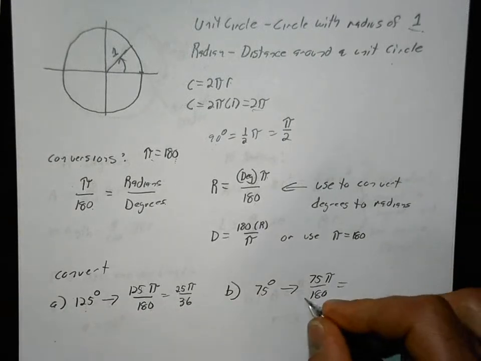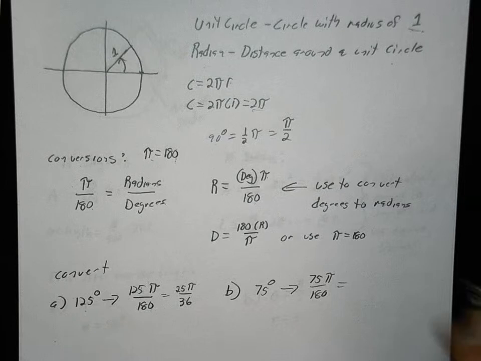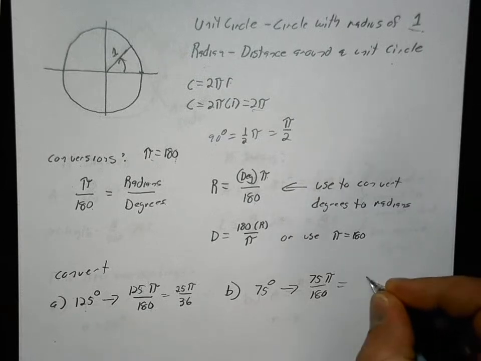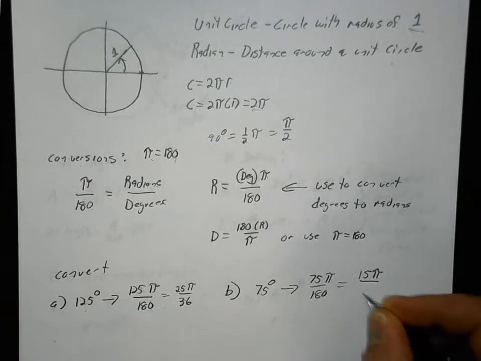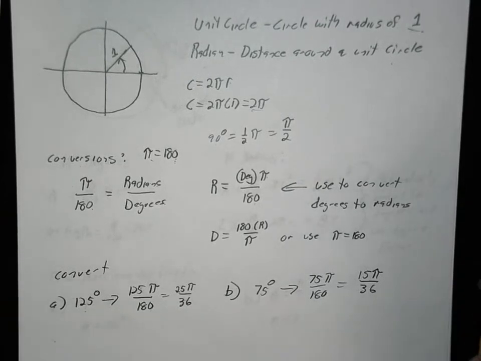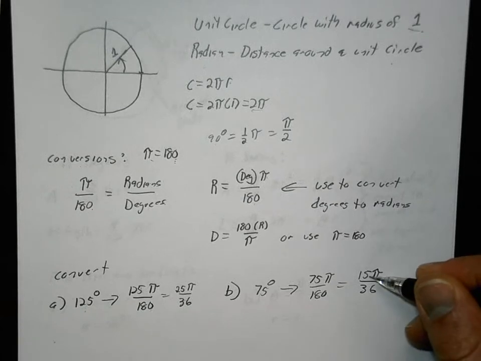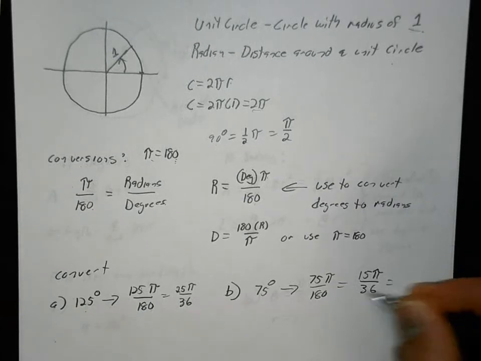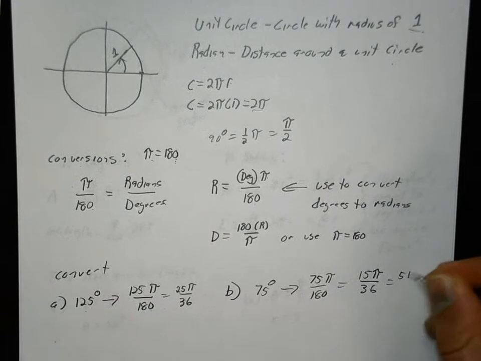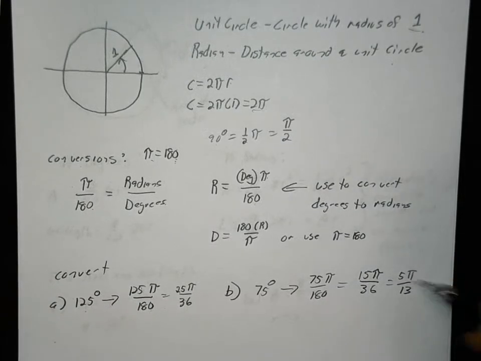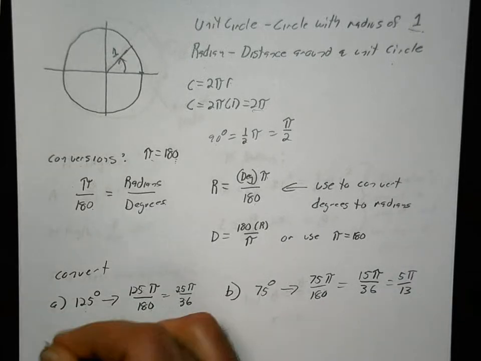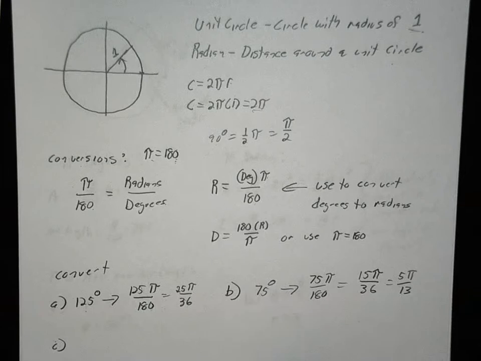So again, 5 goes into 75 15 times, and 5 goes into 180 36 times. Okay, looks like I can go further because 3 goes into each of those. So 3 goes into 15 5 times, 3 goes into 36 13 times, so it'll be 5 pi over 13. Okay, so that's how I'm converting degrees to radians.